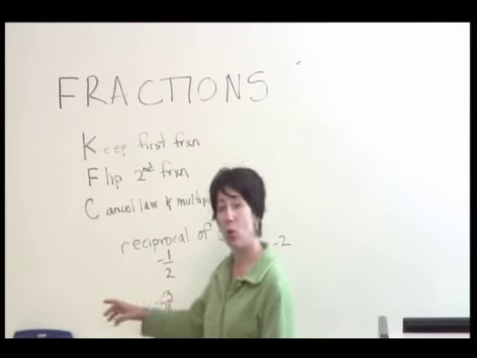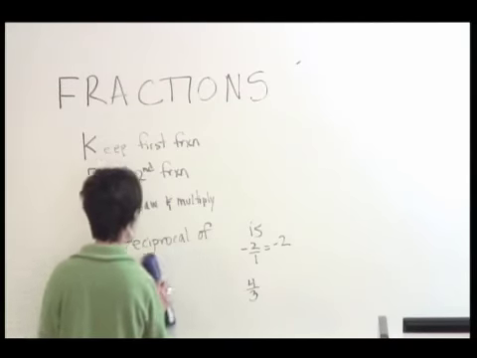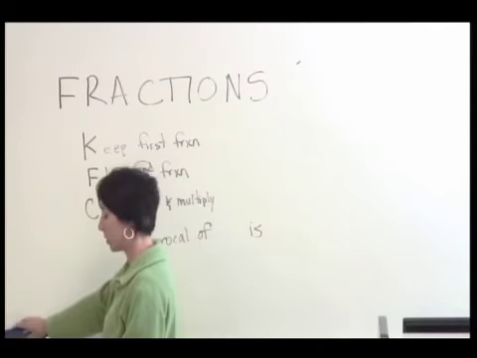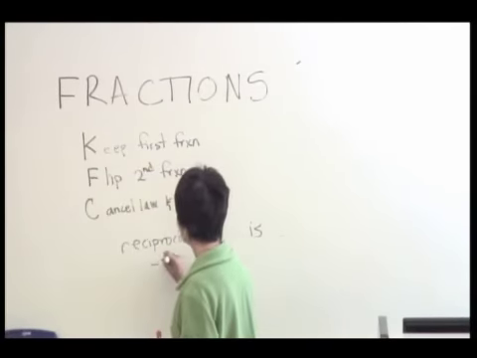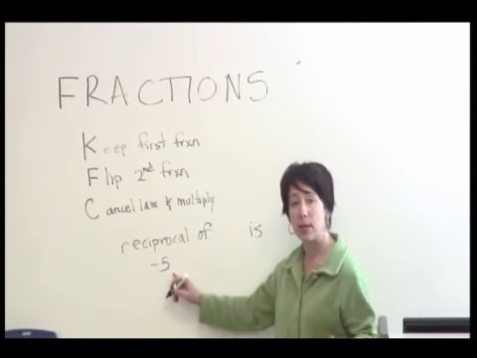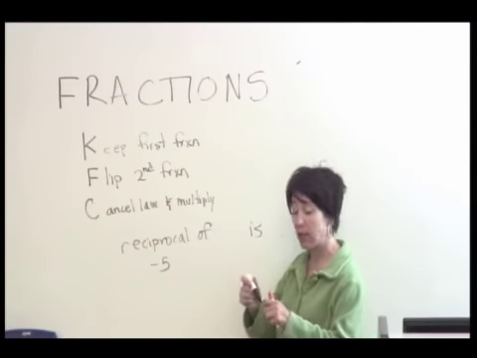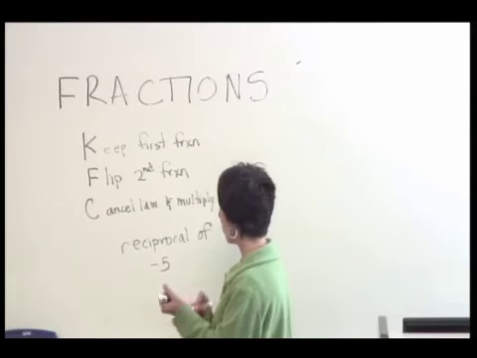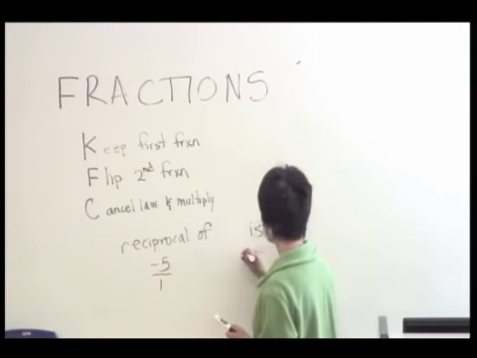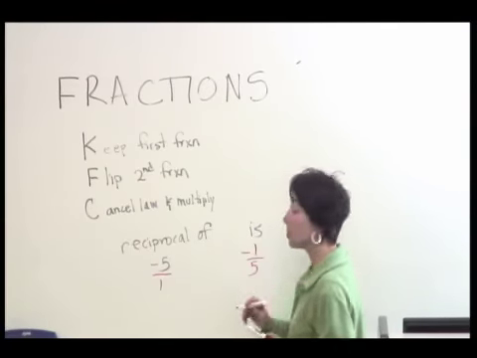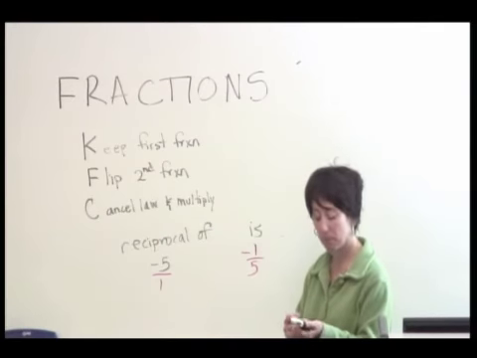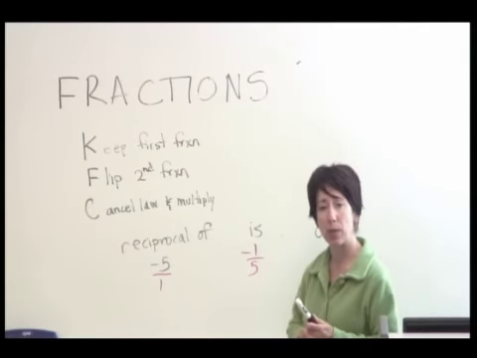Now if we happen to have a whole number or an integer, I'll use negative 5. That's not written as a fraction. To get the reciprocal, we merely put it over 1. So the reciprocal would be negative 1/5. So that's what a reciprocal is.